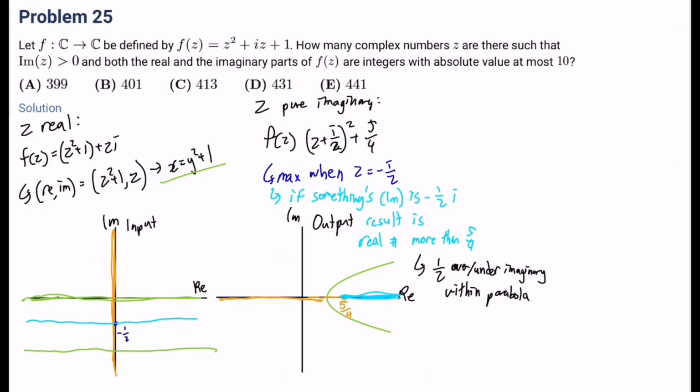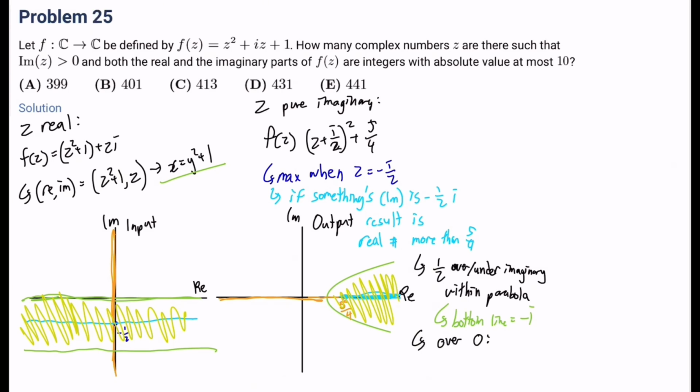Yeah, so we see that this bottom line is going to be negative i. And if it's within minus 1 to 0 of the imaginary axis, like that, then that's all in here. That's going to be within the parabola. That means that over 0, it's everything else, and under 0, that's also going to give everything else. But then let's just focus on this part, right?